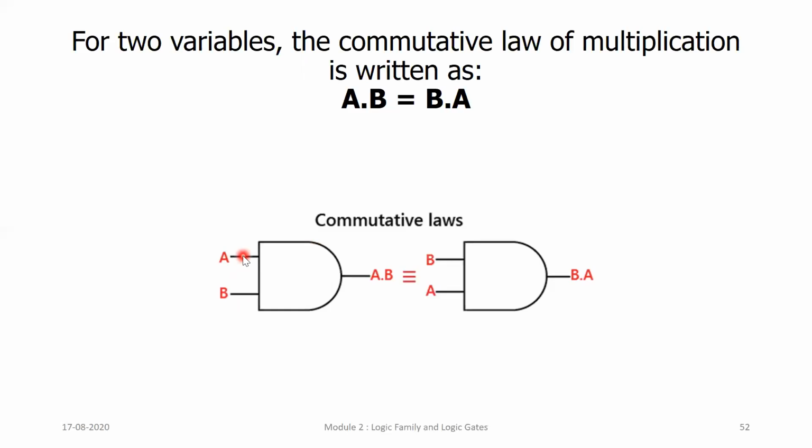First input is A, second input is B. So here you can write Y, which is equal to A into B. Here simply it is the same, only I say my first input is B and the second input is A. So that is B into A. So this is my commutative law of multiplication. So wherever there is a multiplication operation, remember I am using an AND gate. Wherever there is an addition operation, I am using an OR gate.